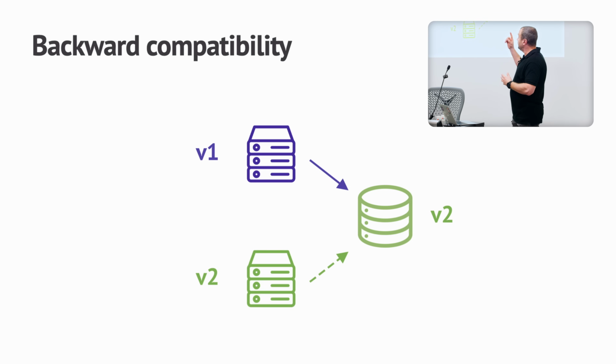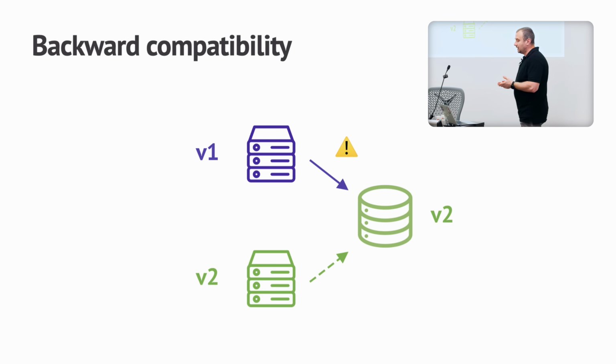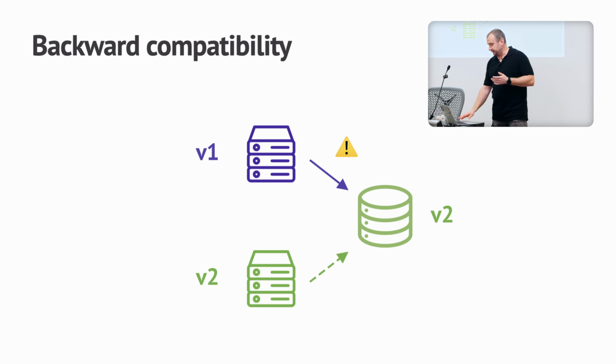And remember, the deployment process isn't instant. So there will be a time when the previous application version is still running, but the database is already upgraded. And if they are not compatible, there will be a problem, right? So how do we avoid this?